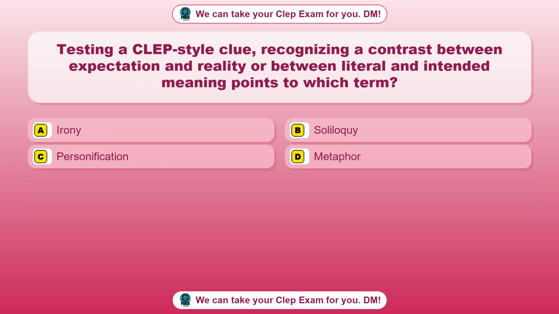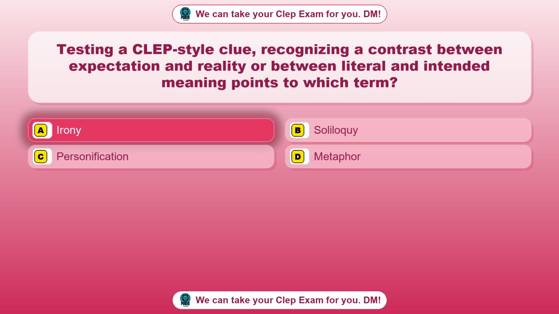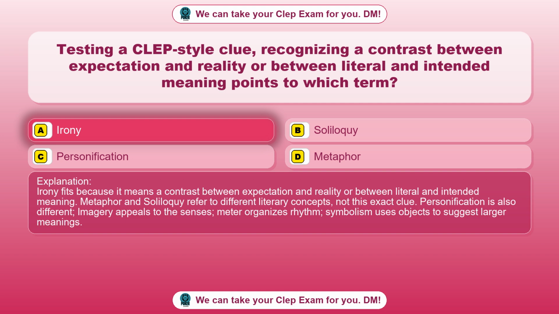Question 82. Testing a CLEP-style clue, recognizing a contrast between expectation and reality or between literal and intended meaning points to which term? Option A, Irony. Option B, Soliloquy. Option C, Personification. Option D, Metaphor. The correct answer is option A, Irony. Irony fits because it means a contrast between expectation and reality or between literal and intended meaning. Metaphor and soliloquy refer to different literary concepts, not this exact clue.